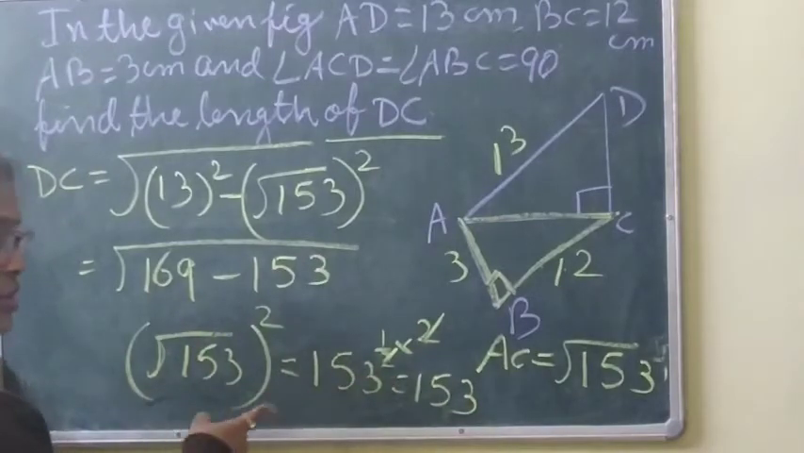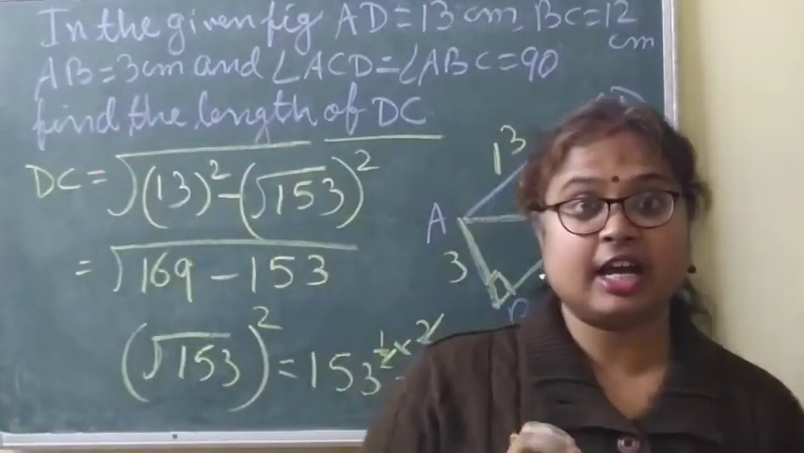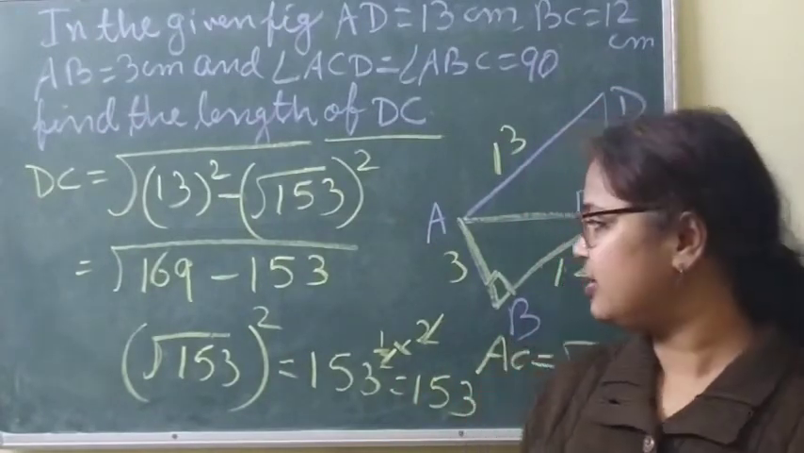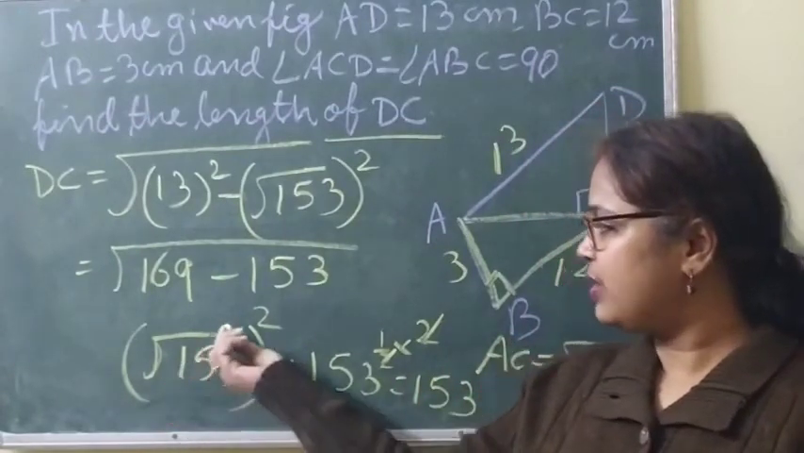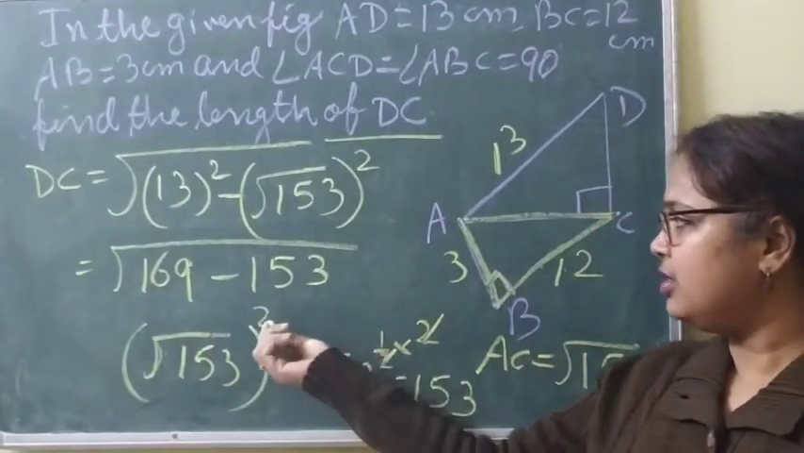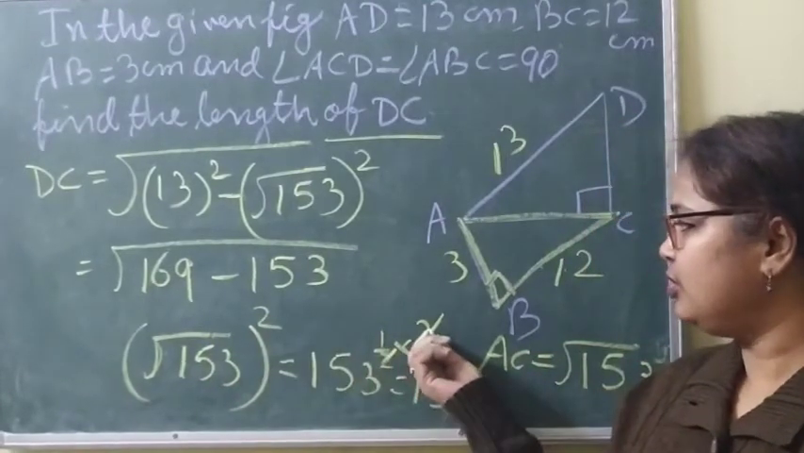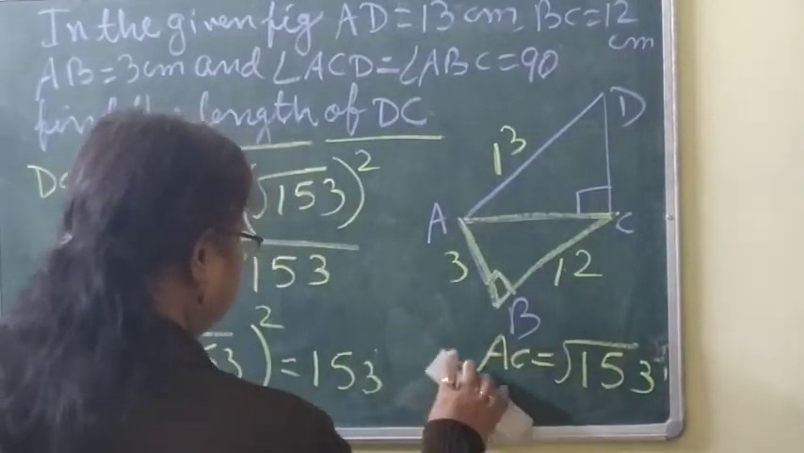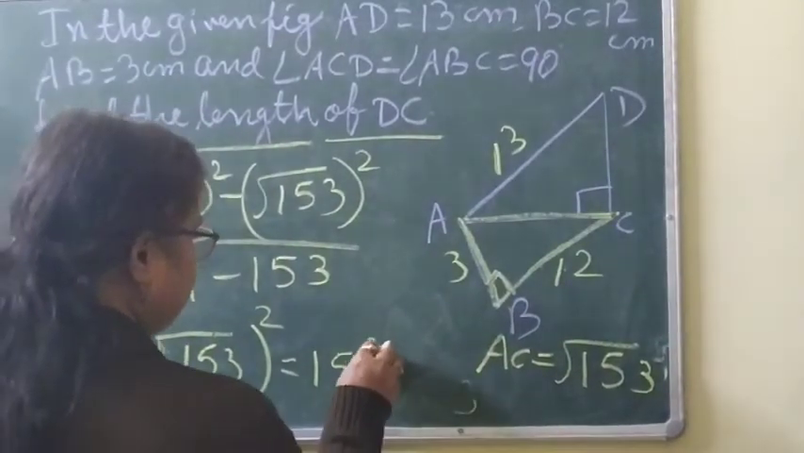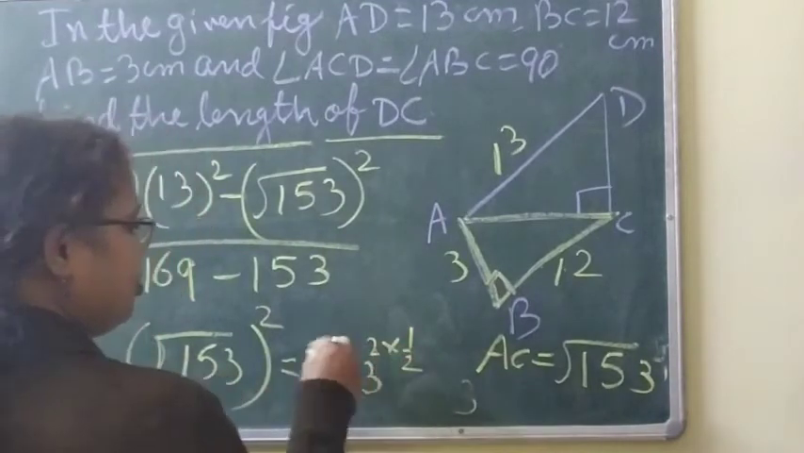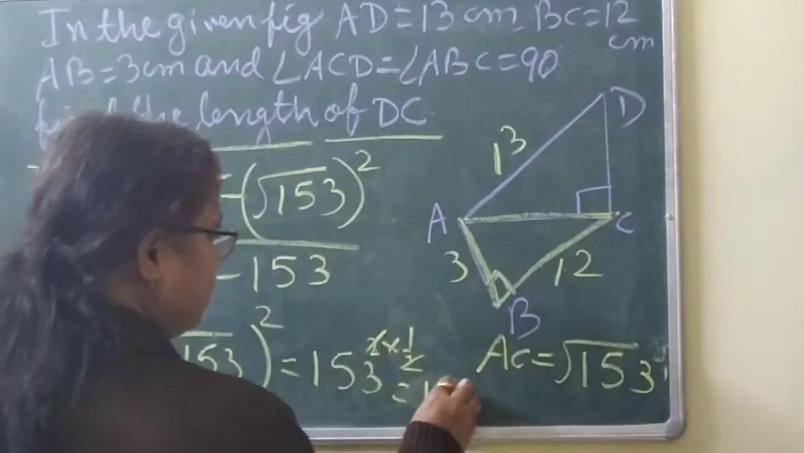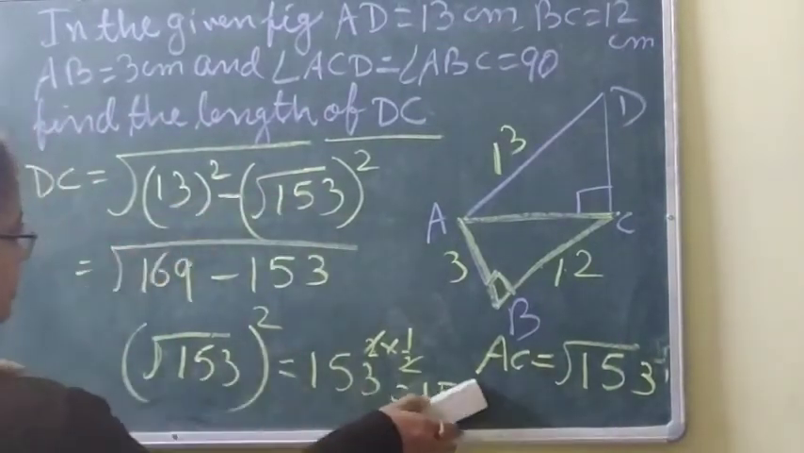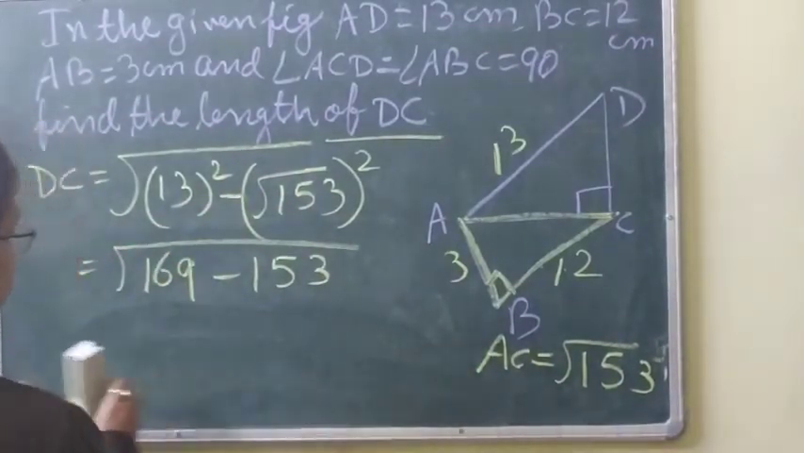I hope this is clear, because this type of calculation I have explained to you in the laws of exponents. So the value of this square root is half, and here 2 is given. So half into 2, or this way also you can write 2 into 1 by 2. No problem. This 2 and 2 cancel and 153. So when we solve it like this, we will get 153.